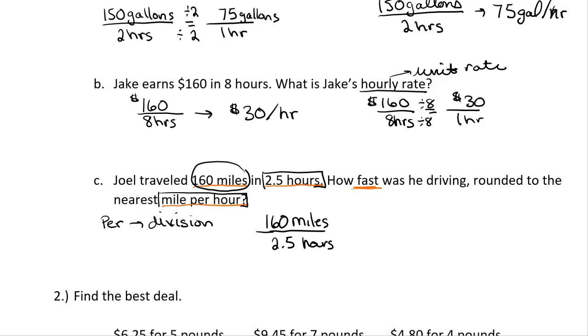This is something that we're going to use a bunch when we're solving proportions and also unit conversions. So introducing you to this process now helps you here, but also helps you with what's coming. So now we can go ahead and do our division. And that gives me 64. It says to round to the nearest mile per hour. Well, it's a whole number, so we're all good with that. And it's miles per hour. So 64 miles per hour is how fast Joel is driving.